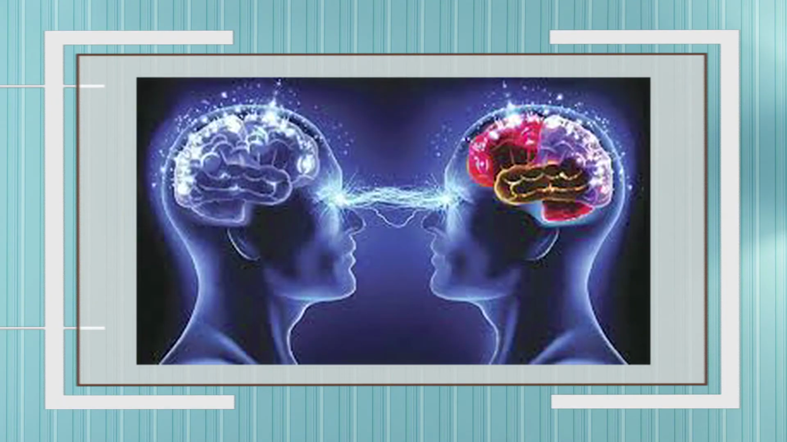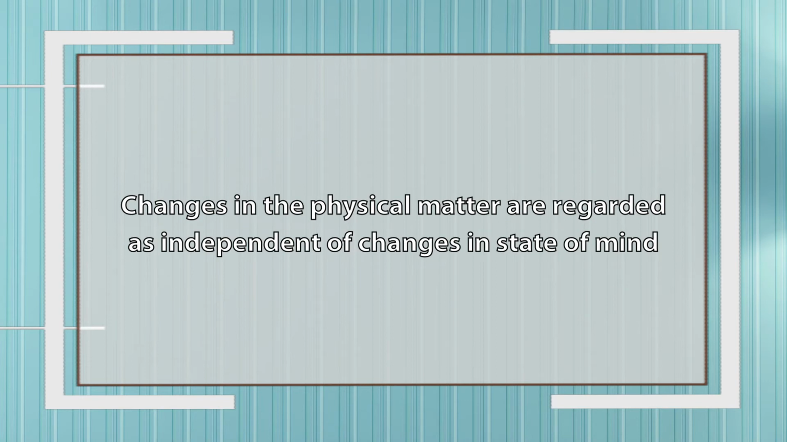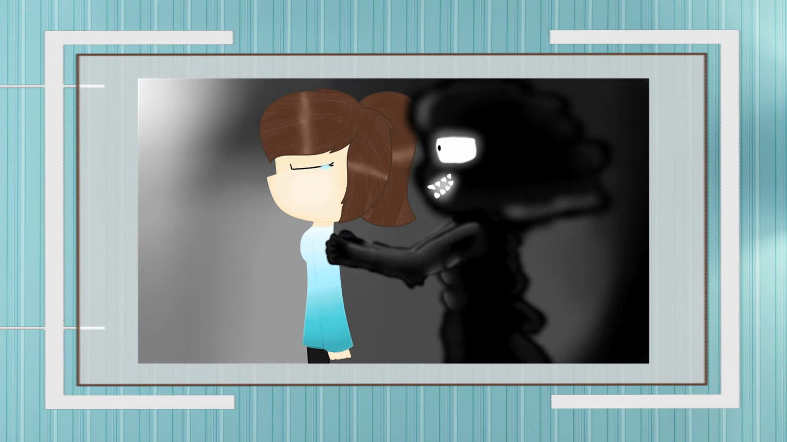From this perspective, the mind is incapable of influencing physical matter, and the mind and body are defined as separate entities. The mind is seen as abstract and relating to feelings and thoughts, and the body is seen in terms of physical matter such as skin, muscles, bones, brain, and organs. Changes in physical matter are regarded as independent of the changes in the state of mind. The seventh question is, what is the role of psychology in health and illness? Within the traditional biomedicine, illness may have psychological consequences but not psychological causes.